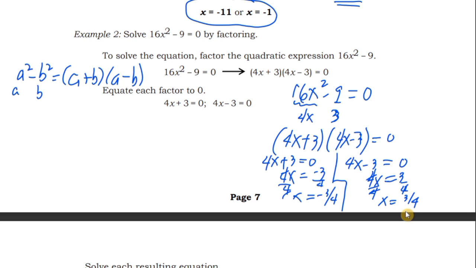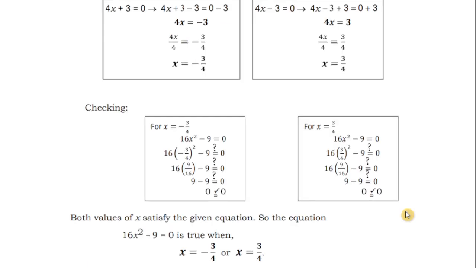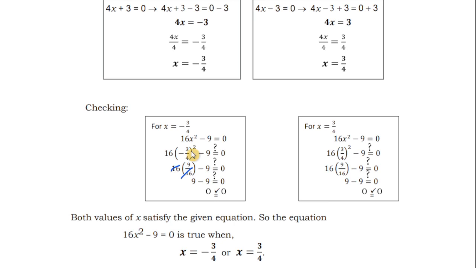So if we're going to check further, since the first x is negative 3/4, the square of negative 3/4 times 16, replacing the x with negative 3/4. So the square of negative 3/4 is 9, since 3 times 3 is 9 and 4 times 4 is 16. So that is why it became 9/16. So we now have 16 to cancel. Then 9 minus 9, so 9 minus 9 is 0.